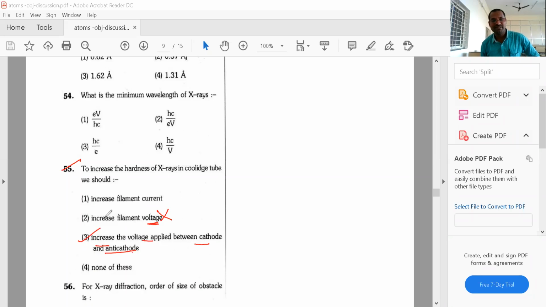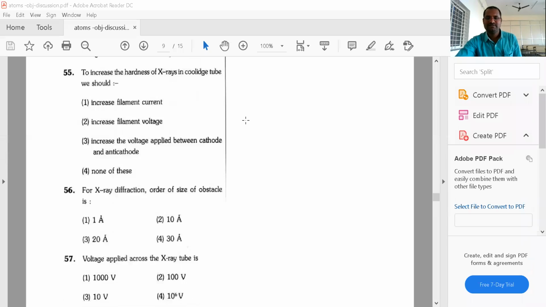Increasing the voltage is there, but it is increasing the filament voltage. With increasing filament voltage, filament current increases. That is the condition here. Wrong it is. Remember. Okay, 55 is over. Next, let us go to 56.